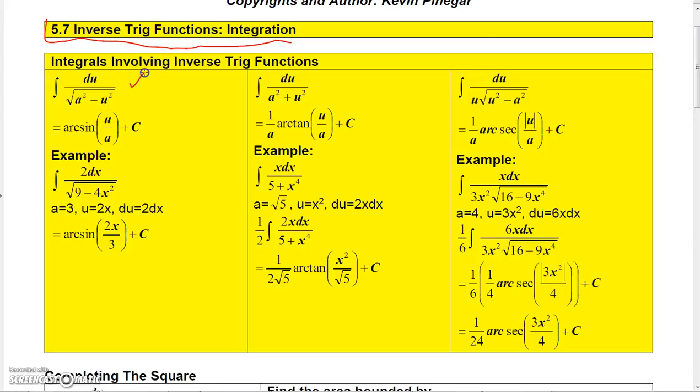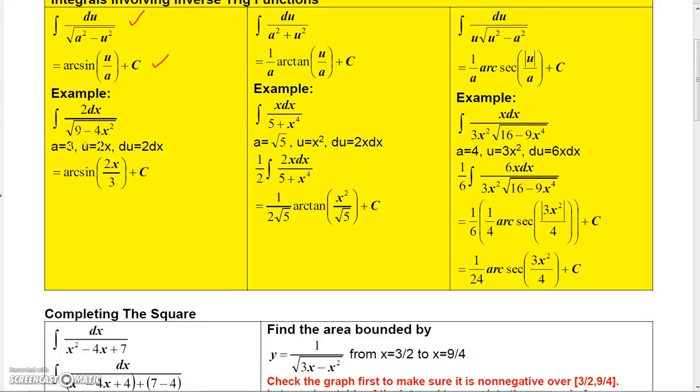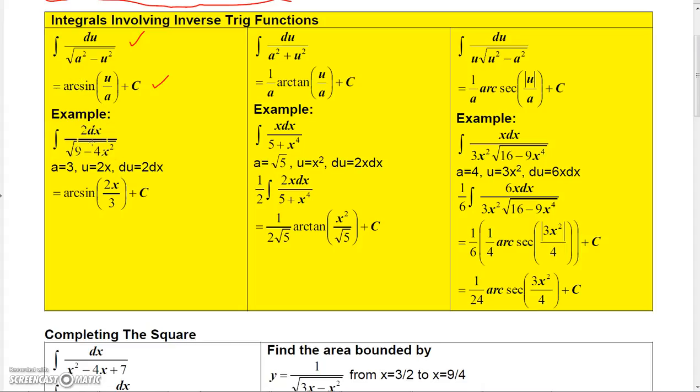The first formula, if you want to integrate du over the square root of a squared minus u squared, is going to integrate into arc sine of u over a plus a constant. So an example of that would be if we wanted to integrate 2dx over the square root of 9 minus 4x squared.